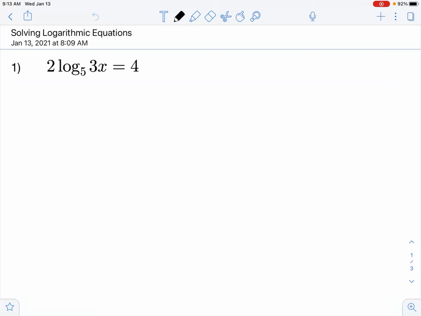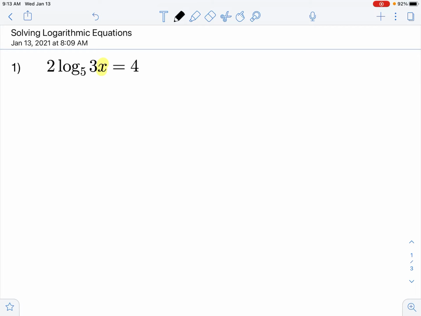Alright guys, so now we're going to solve logarithmic equations. In the previous video we solved exponential equations, so now we're going to go ahead and solve logarithmic equations. So let's take a look at number one. Again, what we're trying to do is solve for x, which means we've got to get rid of everything that's with it.